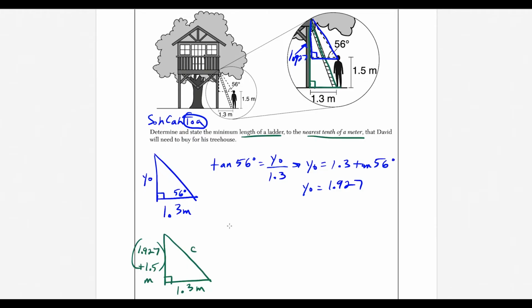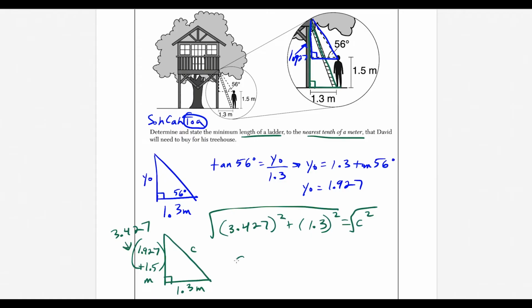So we would have 1.927 plus 1.5, and if you add that up, that's going to work out to 3.427. So we could just call this 3.427. Now we just have to use the Pythagorean theorem. So we'd have 3.427 squared plus 1.3 squared is equal to c squared. If we punch this in a calculator, this is not too crazy to type in, so I'll let you do that. This tells us c, to the nearest tenth of a meter, is going to be 3.7 meters. Okay, so we could go ahead and label this. This is the length of the ladder.